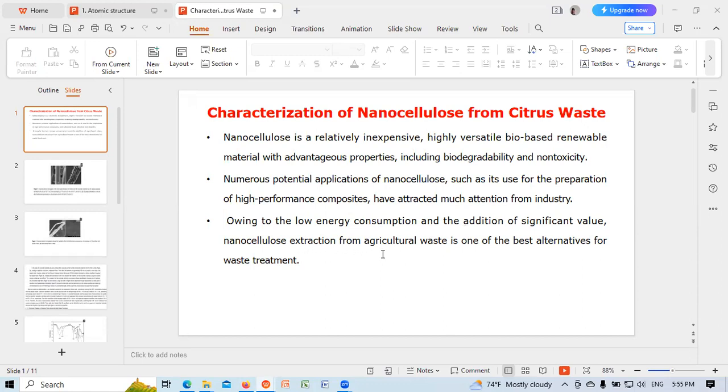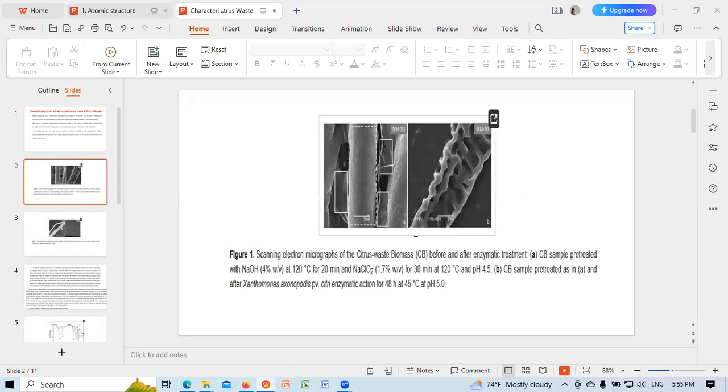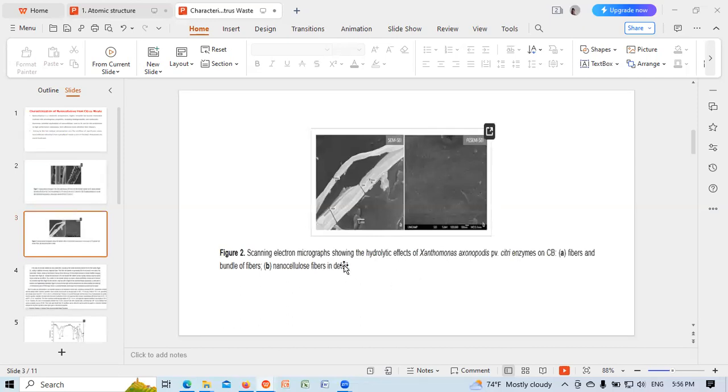Nanocellulose extraction from agricultural waste is one of the best alternatives for waste treatment. These are the scanning electron micrographs of citrus waste biomass (CB) before enzymatic treatment, simply pretreated with sodium hydroxide and sodium peroxide, and pretreated with gentle enzymatic action. Scanning electron micrographs showing hydrolytic effects.